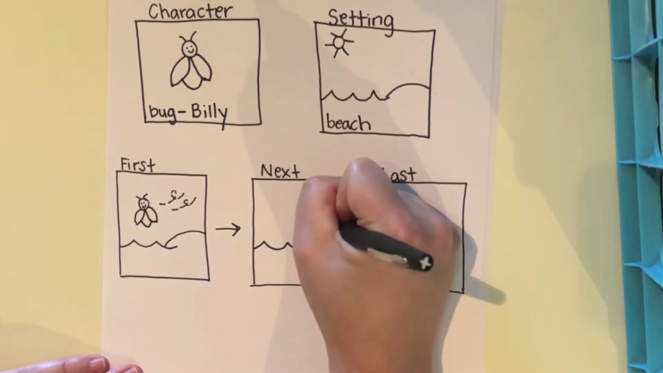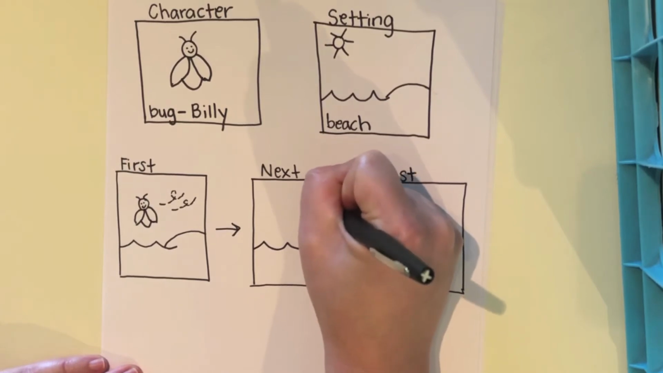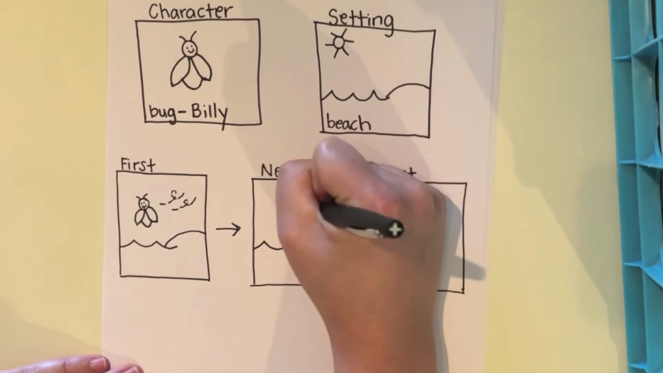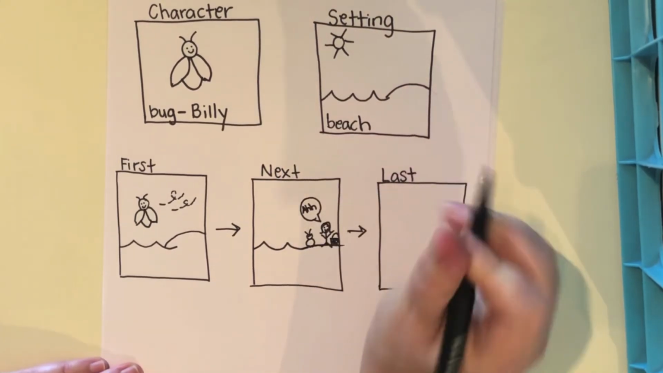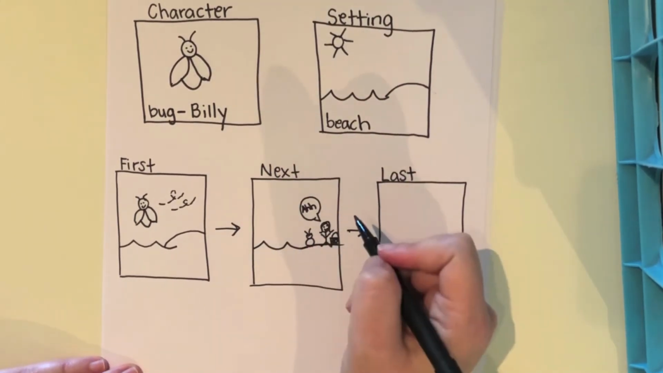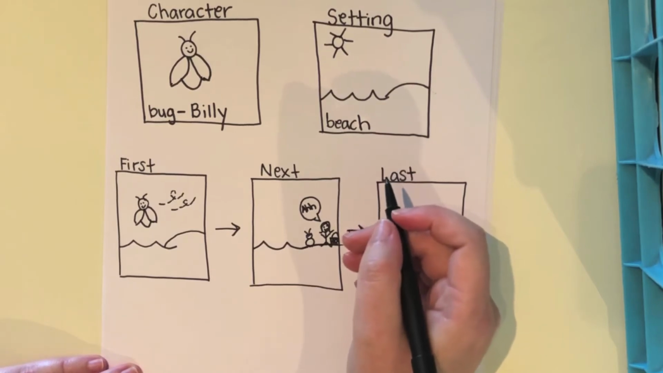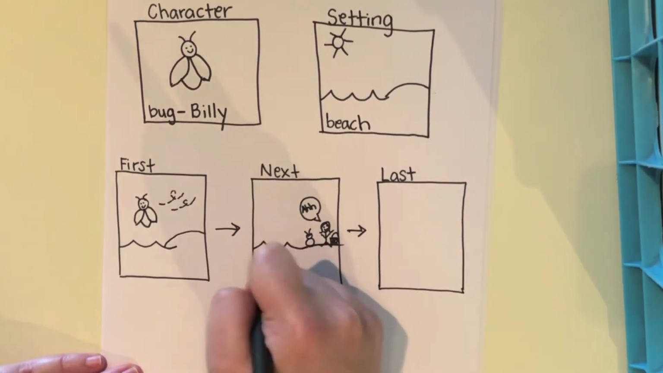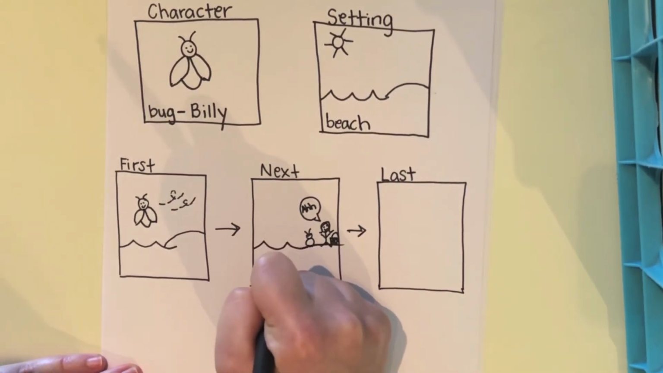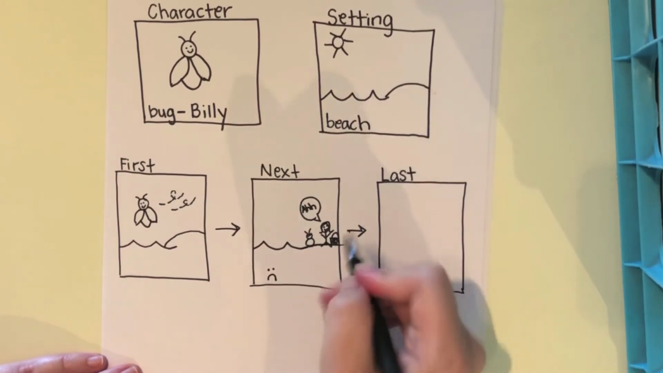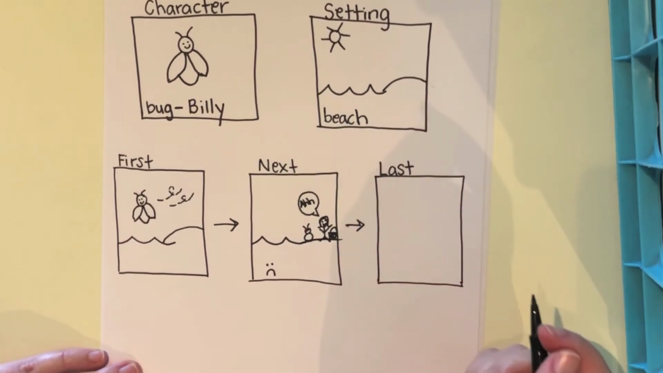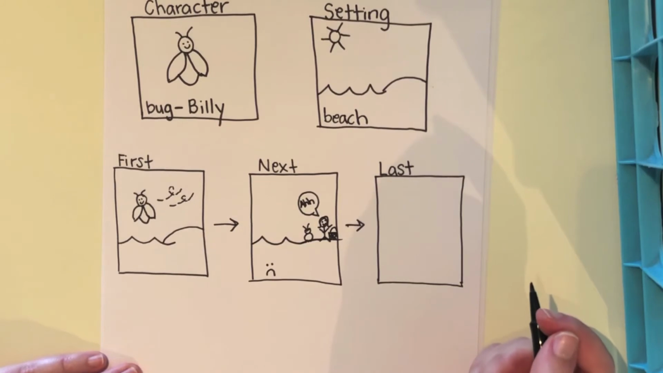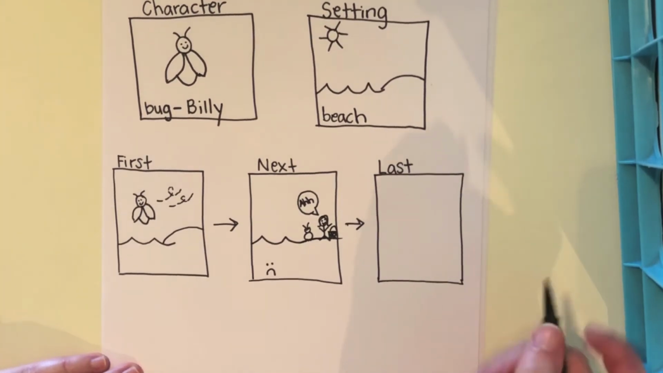But then, you know what the people say? They would say what I would say if I saw a bug. They say, ah! And they're scared of Billy. So that makes Billy really sad. So I'm going to go ahead and draw a sad face right here. So Billy keeps on flying and he's really sad because he tried to make friends and couldn't.